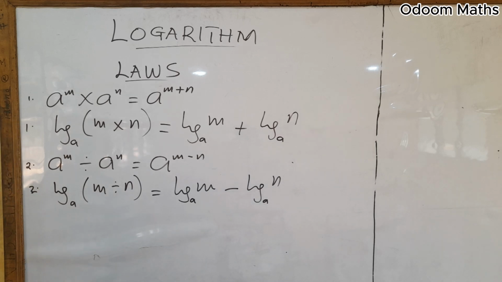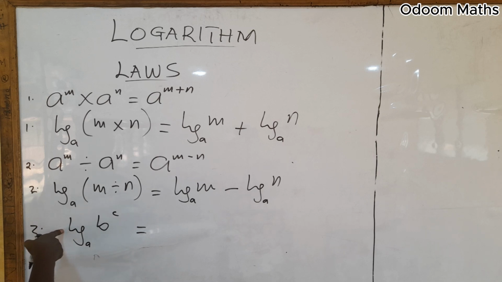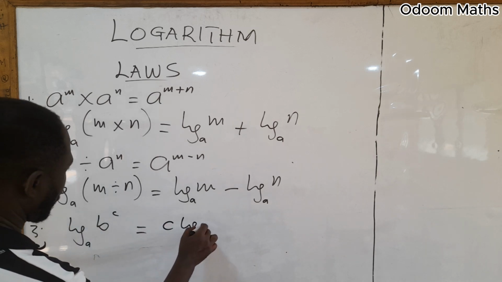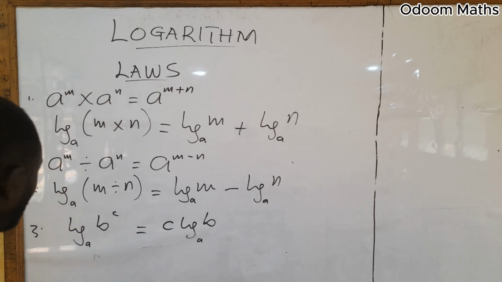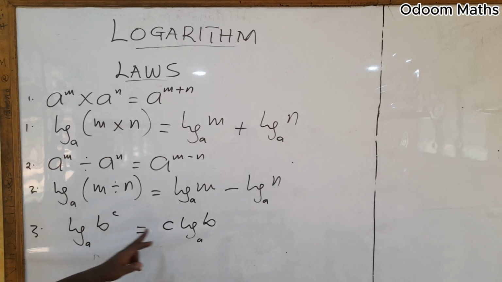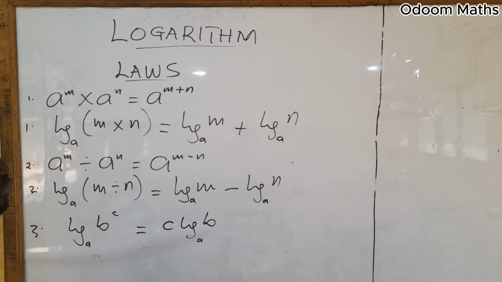Okay, now let's go to the third one. If I have log of b with a certain base a, and this b has a power c, this c should come and multiply, or come in front of this log. So that is c log b base a. Look at how c comes here to be c log b, and the base is still a.